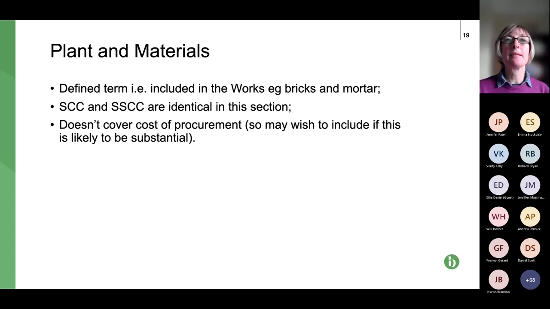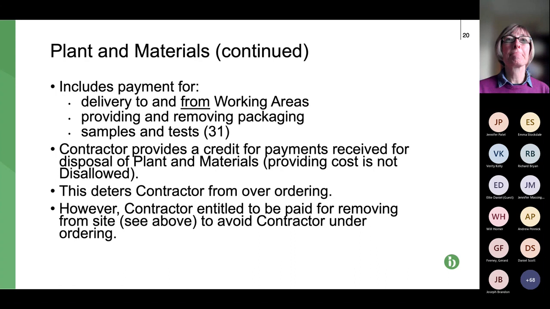So the next slide, please. So this is quite similar to the equipment, in that it includes the ability to claim for the cost of delivering plant and materials to site, to working areas, and removing them if there's been an over order. It also covers providing and removing packaging, also sampling and testing for plant and materials.